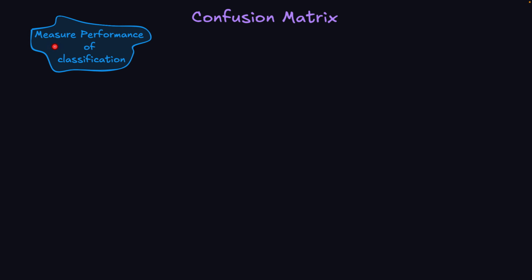I want to talk about confusion matrix in this video. Confusion matrix is used to measure performance of classification models. So we basically use the confusion matrix to derive some metrics, and those metrics will be used to measure the performance of classification models. So before looking at those metrics, we want to understand how confusion matrix works.